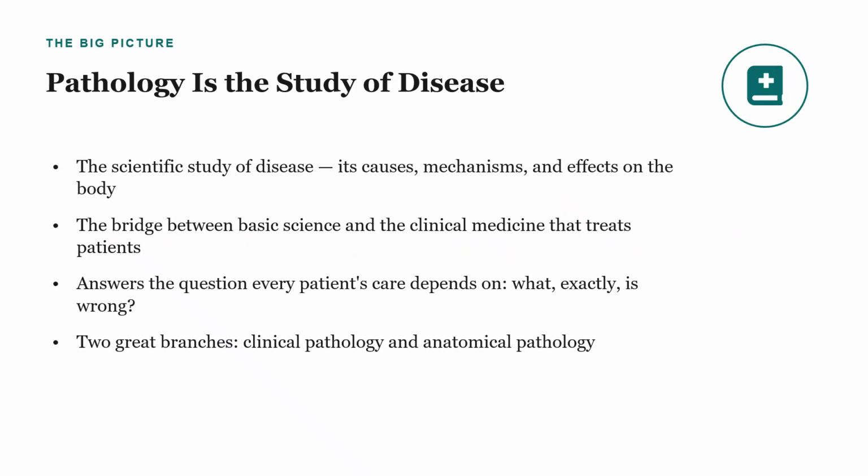Let's start at the root. Pathology is the scientific study of disease, its causes, its mechanisms, and the effects it has on the body. So far in your training, you've learned a great deal of normal anatomy, normal physiology, normal histology. Pathology is where the knowledge turns towards what happens when things go wrong. It sits as a bridge between the basic sciences and clinical medicine. The physician treating the patient depends on the pathologist to say what they're actually treating. That's the question at the center of the whole field. What exactly is wrong with this patient?